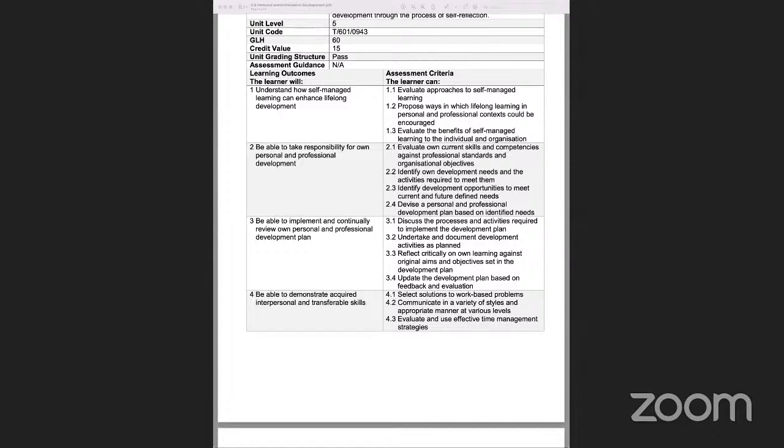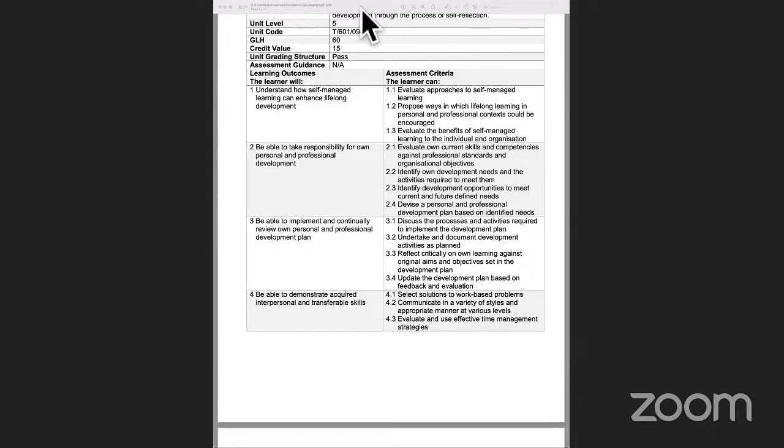And obviously styles would mean verbal communication, non-verbal communication, written communication, and within that you have formal and informal types of communication. So we look at various examples through which we communicate using these mediums at various levels within the organization. And last but not the least, we're going to be focused on understanding what time management is, how we look at managing time, and what effective time management strategies are.